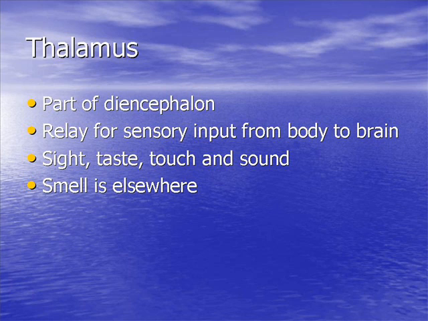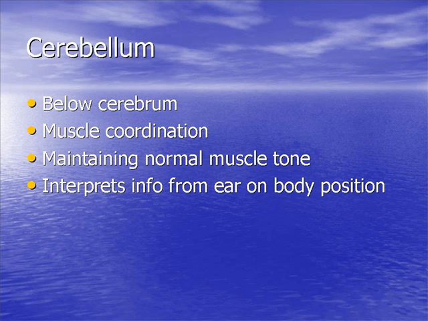Now the thalamus, as mentioned before, is the other part of the diencephalon, and it is a relay for sensory information from your body to the rest of your brain. Sensory information meaning things like sight, taste, touch, and sound. Smell, that information is processed elsewhere in your brain.